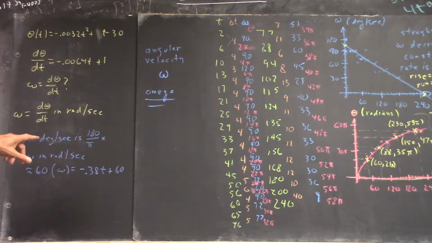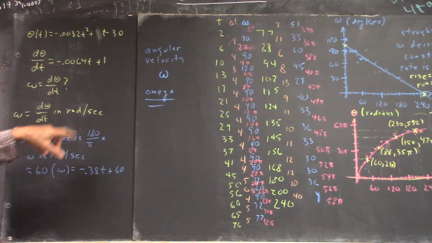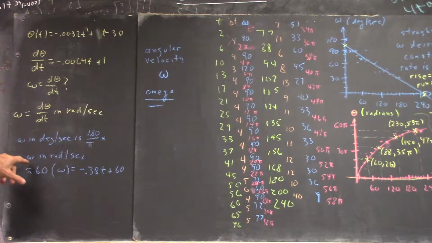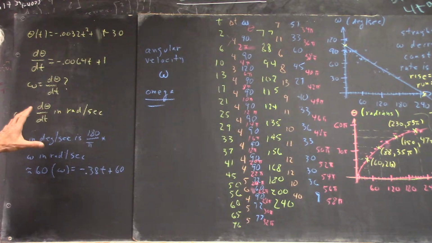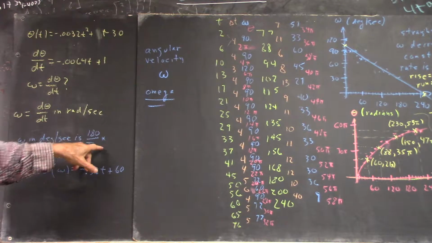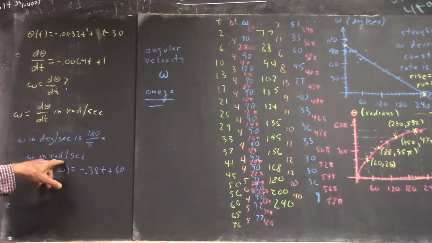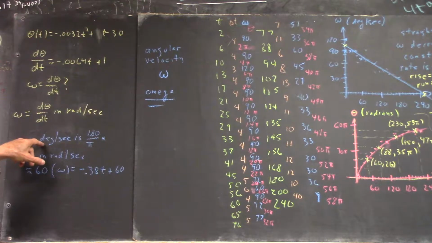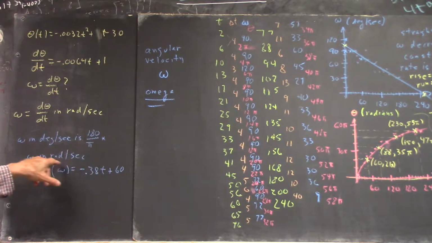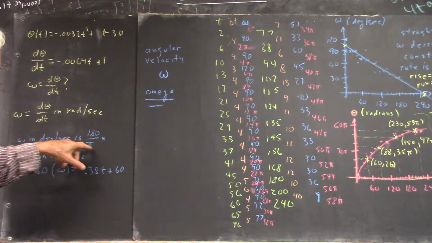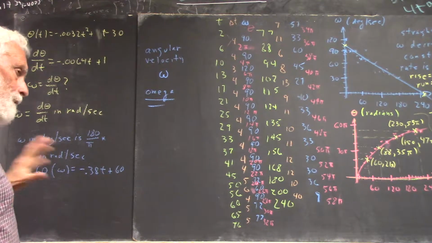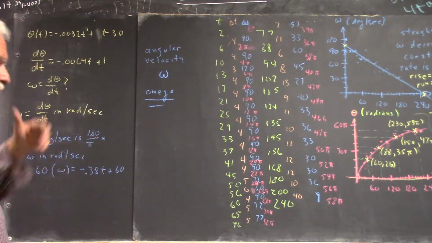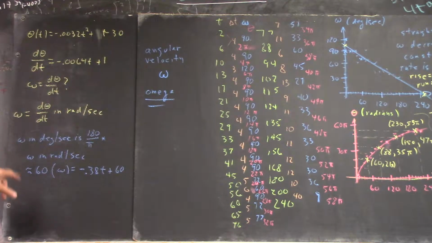So I'm going to say that omega in degrees per second should be 180 over pi times omega in radians per second. Why? Because a radian is 180 over pi degrees. Make sure you understand that. It's getting a little late here.